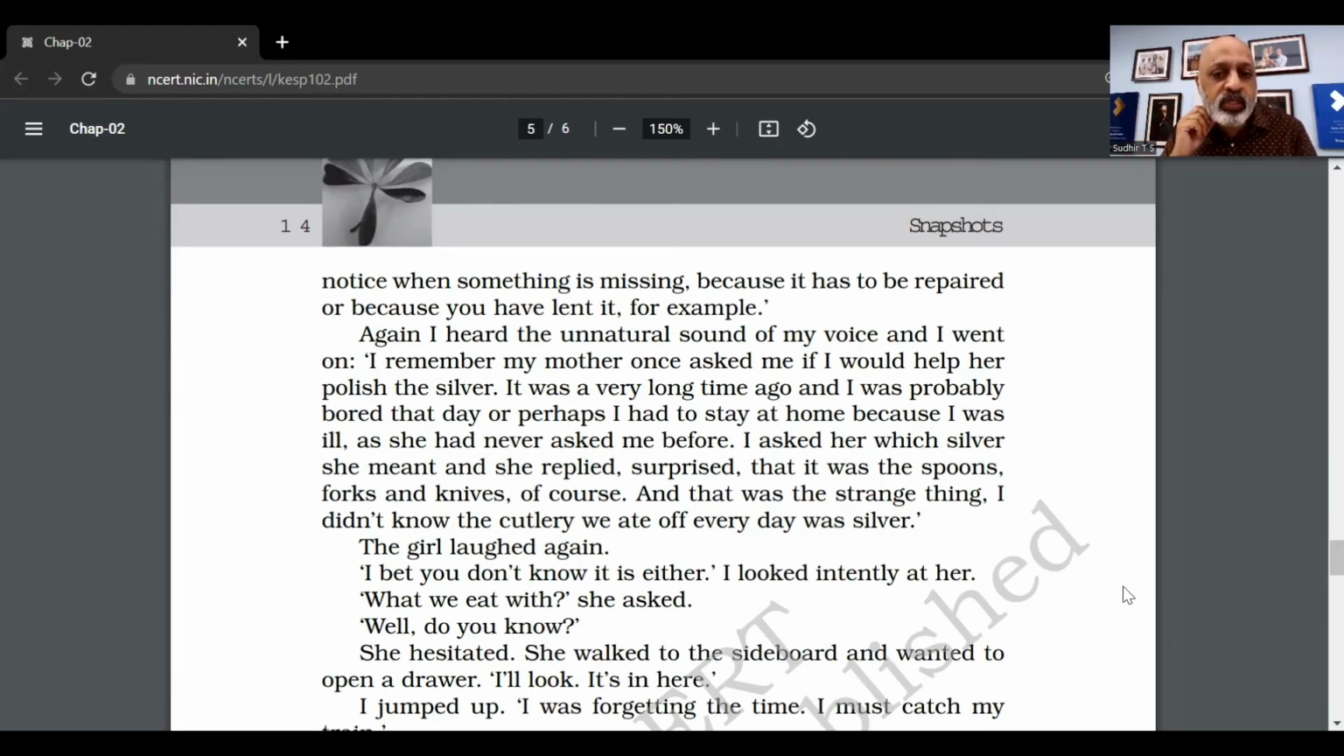I remember my mother once asked me if I would help her polish the silver. So the narrator is going into a flashback, right? It was a very long time ago and I was probably bored that day, or perhaps I had to stay at home because I was ill.